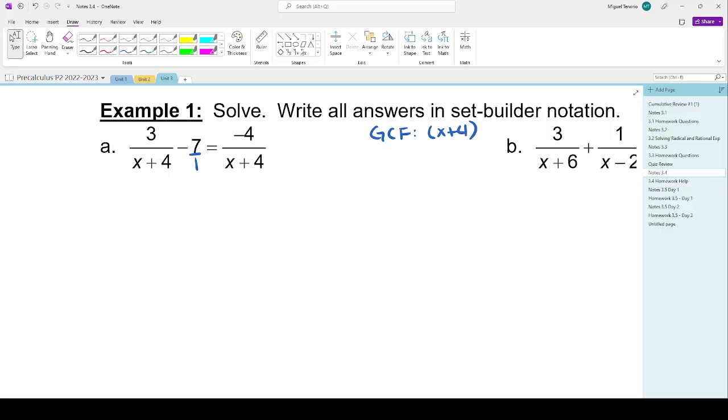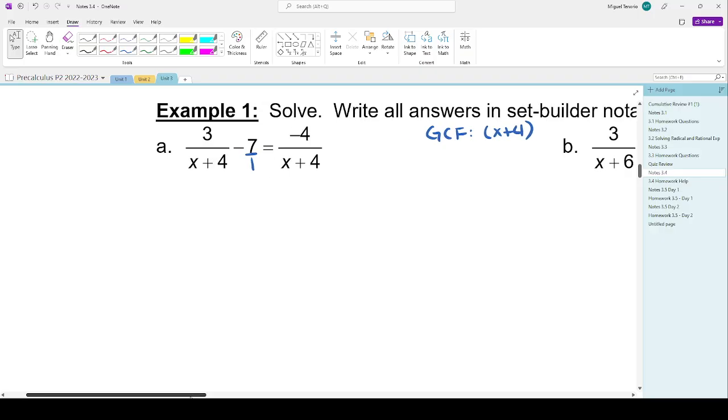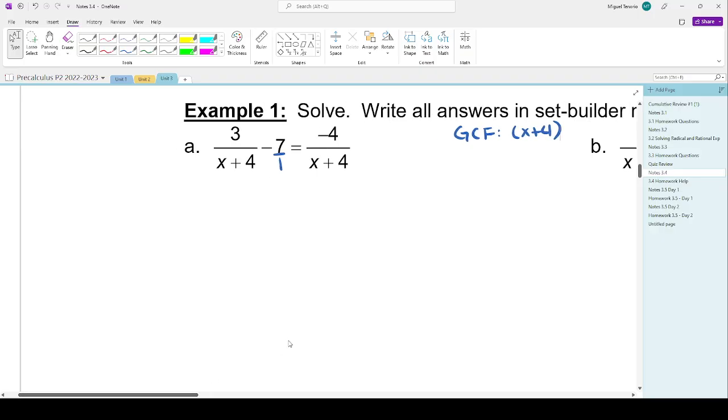What I'm going to do first is state my excluded values, which are the values that I don't want to have set equal to 0. So I don't want the denominator to ever equal 0, so we're going to say, hey, for my excluded values, x cannot equal negative 4. Later on, if we get an answer of x equals negative 4, then the answer doesn't work, and we simply say no solution.